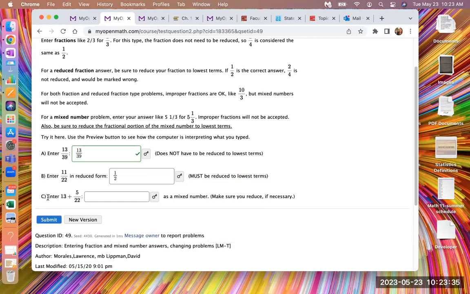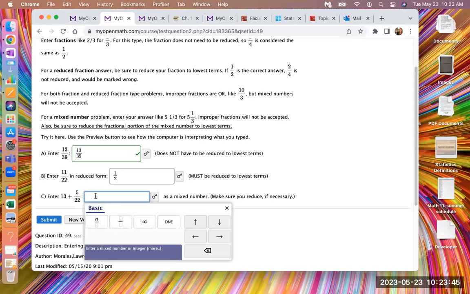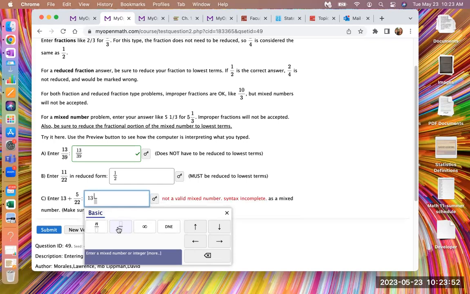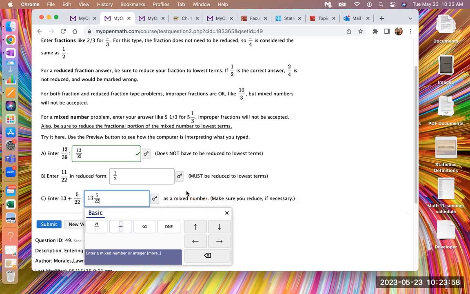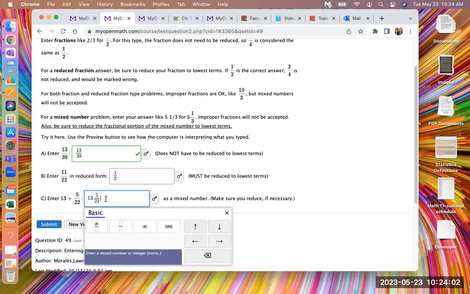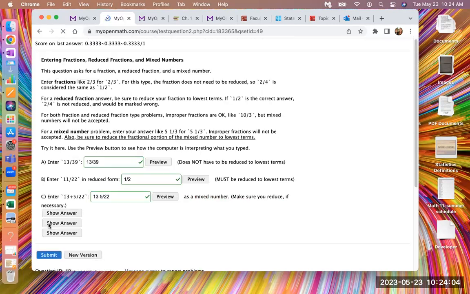All right. Then it says enter 13 and 5/22. So they just want you to know how to enter an answer that is in a mixed format like this. So it looks like we just put the 13 in, and then we can click on the fraction and put 5 in the numerator, and I could click on the gray square and put 22. So you could do it like that. Let's see if they like it. I'm sure they're going to like it.